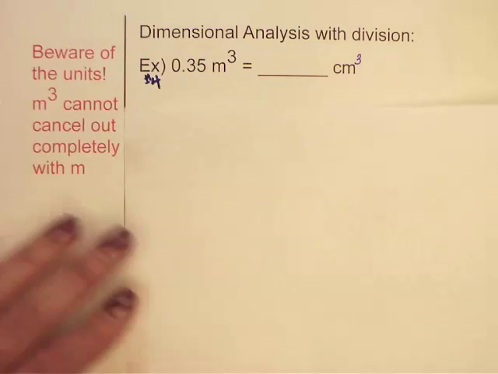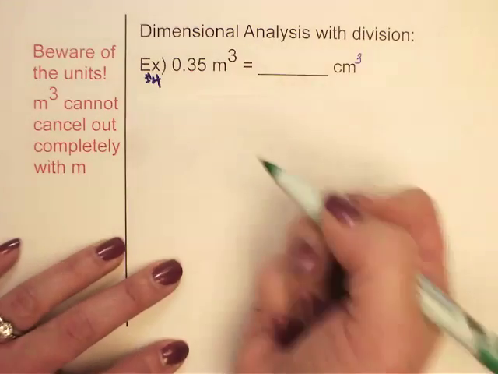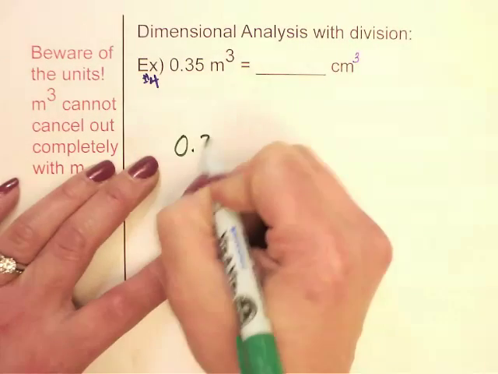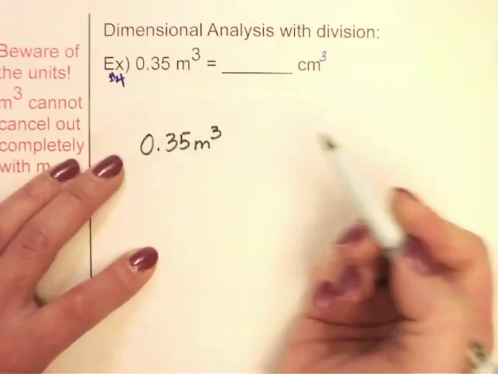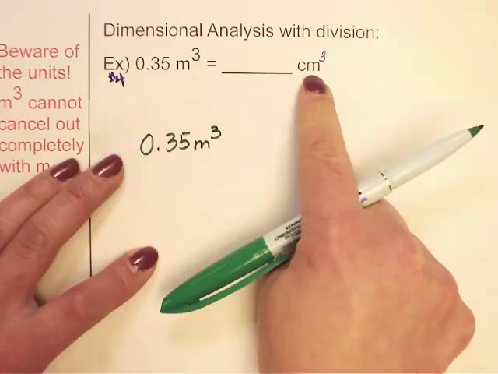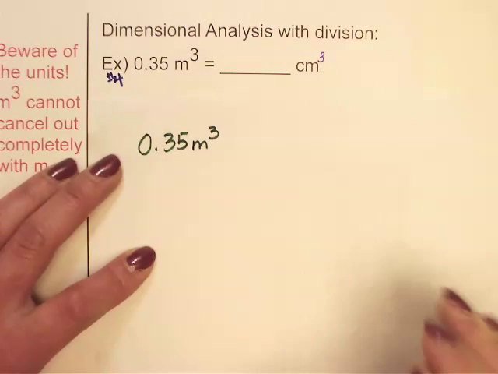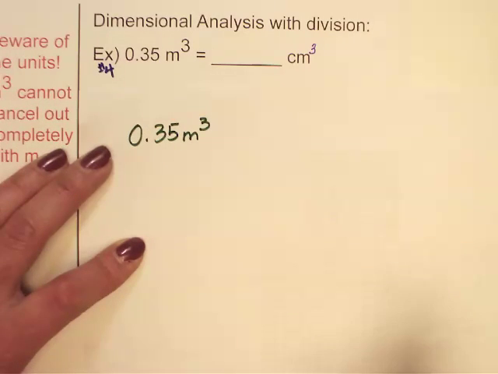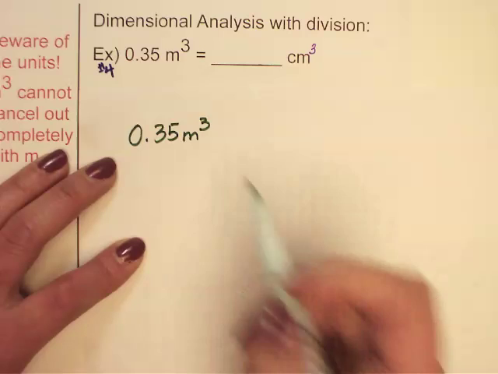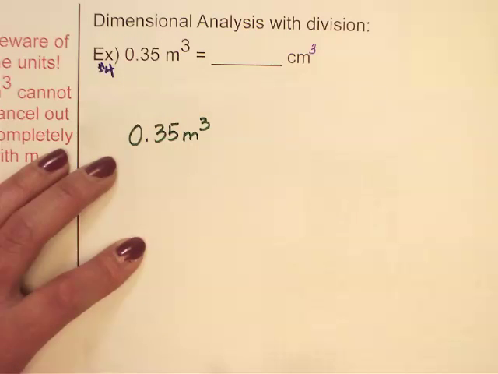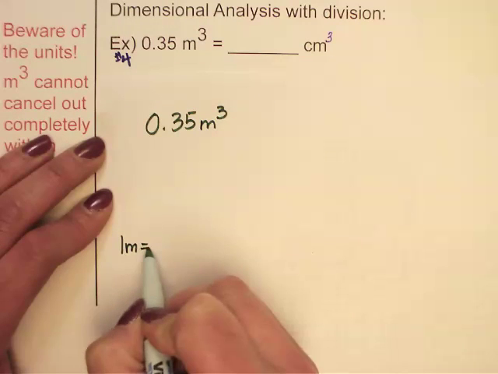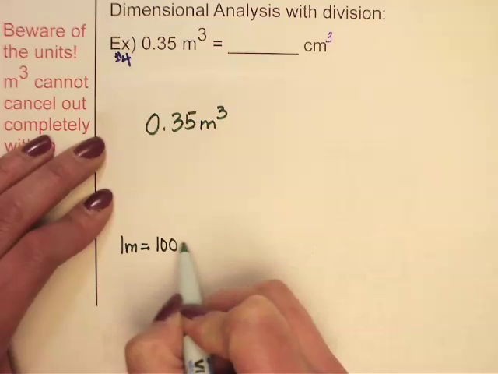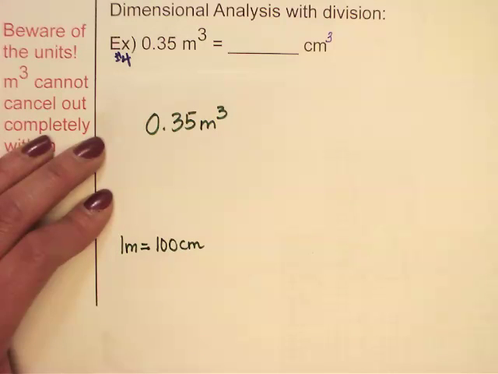So if I have this, let's say I have 35/100 meters cubed. Eventually I need to make it all the way down to centimeters cubed. That's what my conversion is. I need to get that all the way there. Now, do we know any facts about meters and centimeters? Well, I know one piece of information. I know that 1 meter is the same as 100 centimeters.